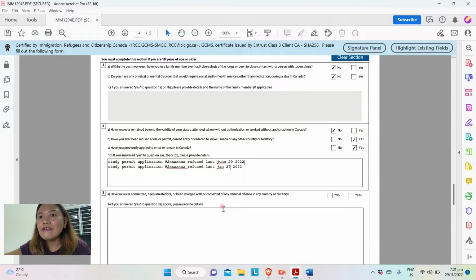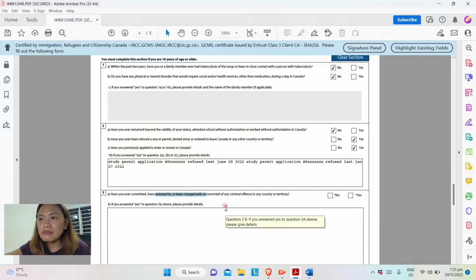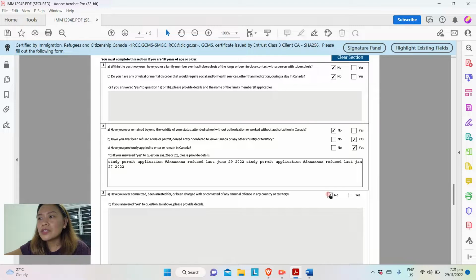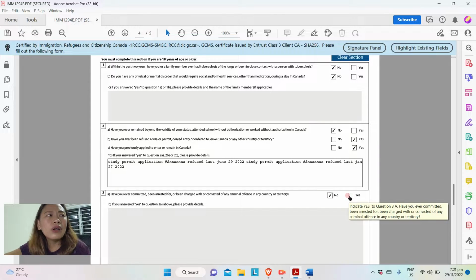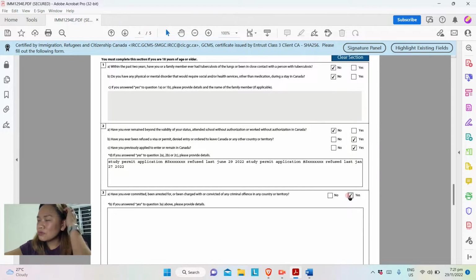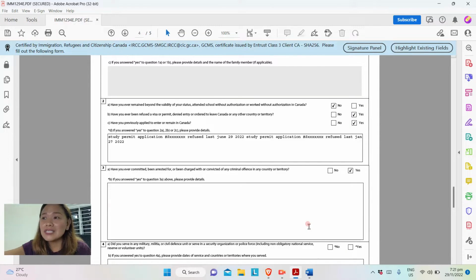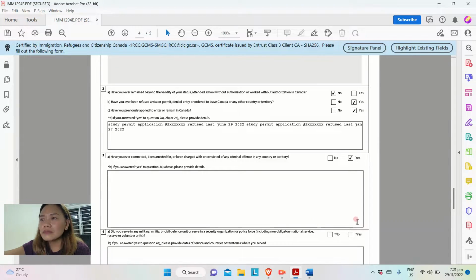Okay, next, have you ever committed, been arrested or charged with or convicted of any criminal offense? So no. But like I said earlier, if your NBI remarks had something to do with it, I'm not really sure what remarks would that be. But if your remarks is not "no derogatory record," then I think you have to explain.